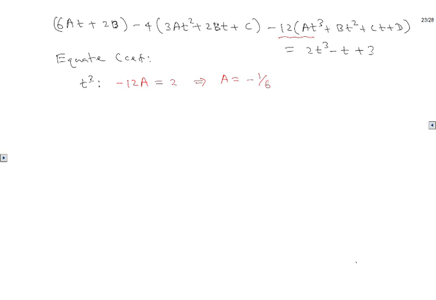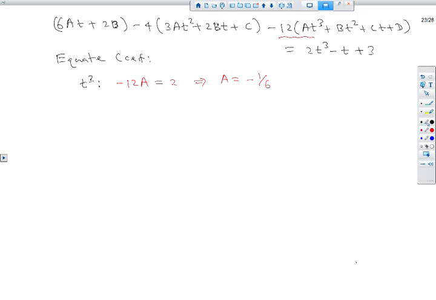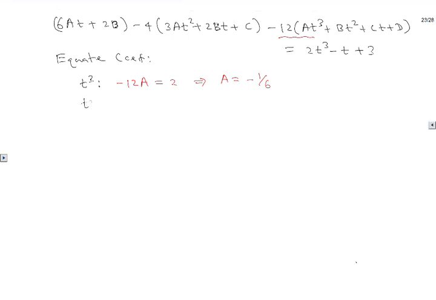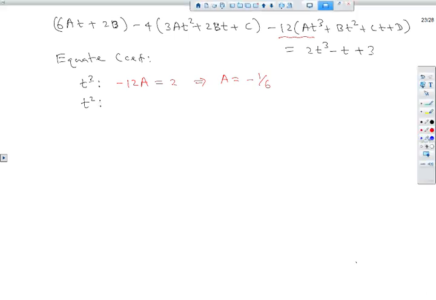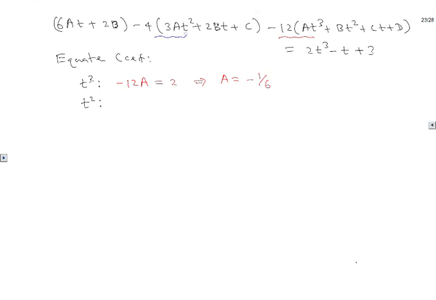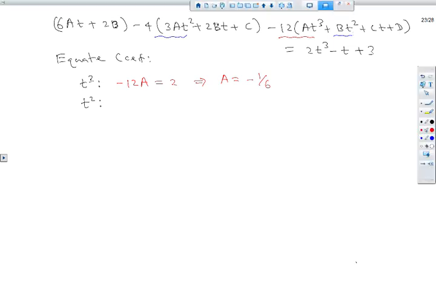Now the next term. We always start with the largest power, because it makes the calculation easier. So what's the next term? The t² term. Let's see where you're going to get t² terms. There's a t² term here, there's a t² term there, and there's no t² term on the other side. That means 0. So let's start with the t².